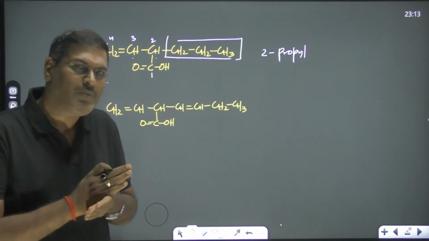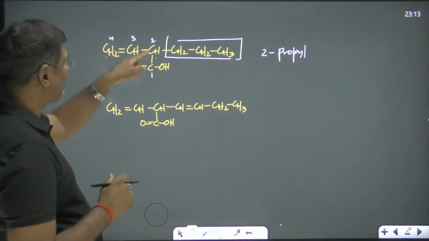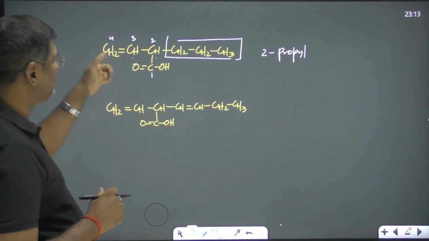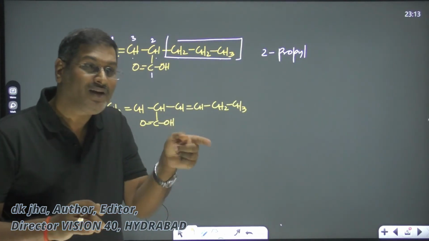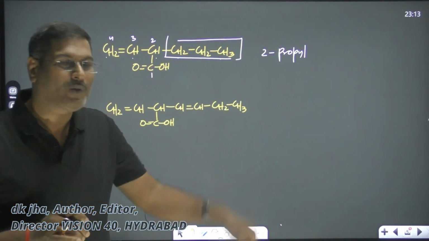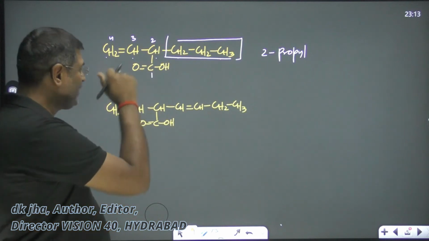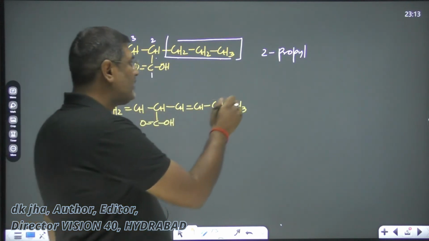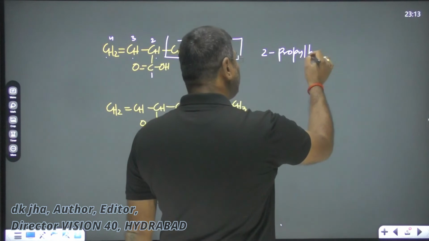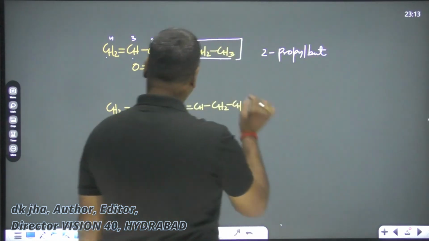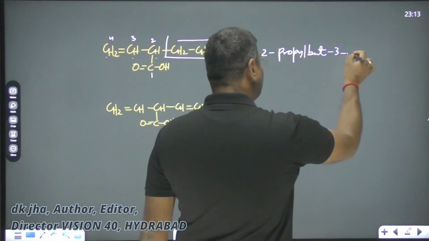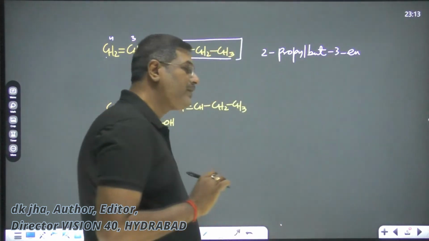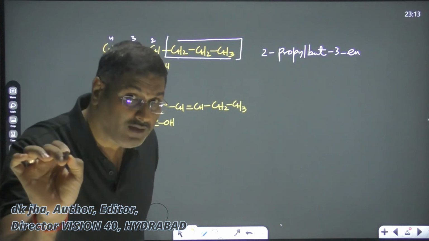But this en may be on any other place, no? Maybe it is between 2 and 3, maybe between 3 and 4. So we have to make it very clear where this double bond is. We write here 2-propyl but. Which place is the double bond? Third place. So we write 3-en. We don't write ene.